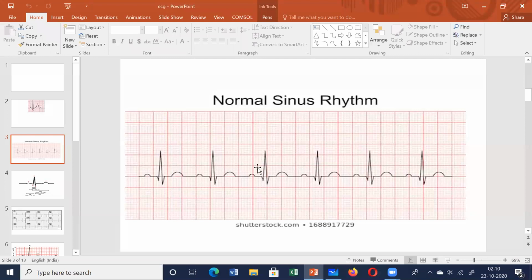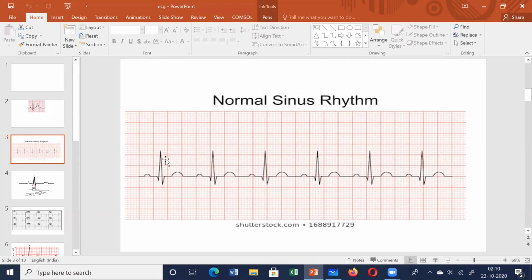If the RR interval is not regular, then we can't use the method which I'm going to tell you now. But if the rhythm is regular, then the easiest way is to just count the number of large squares between the ECG complexes, between these two R waves, just count the number of big squares.